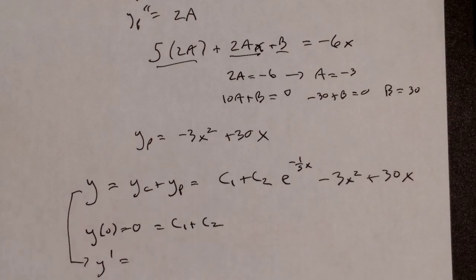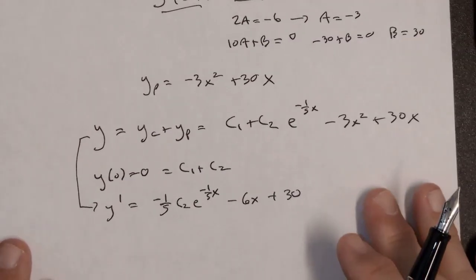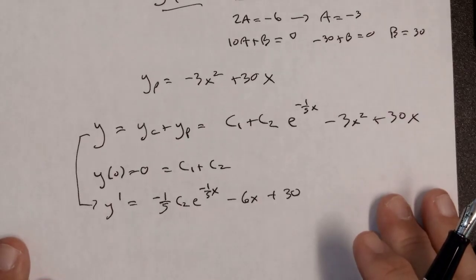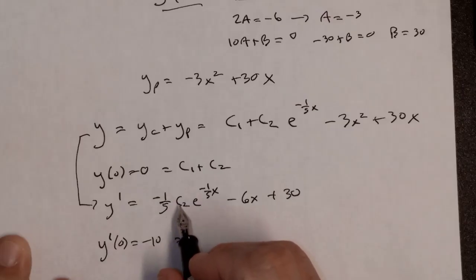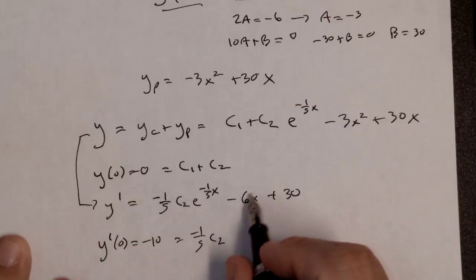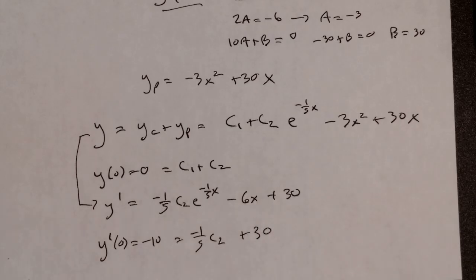Where is c1? C2, 1, okay, that's going to be minus 1/5 C2 e to the minus 1/5 x minus 6x plus 30. Now I can plug in y prime of 0 equals... what was the value? Negative 10. So I get minus 1/5 C2. That's a 0 plus 30. I can solve for C2, then I can go back and solve for C1.